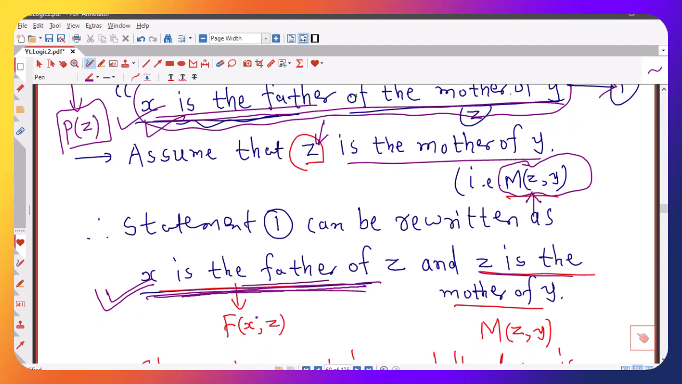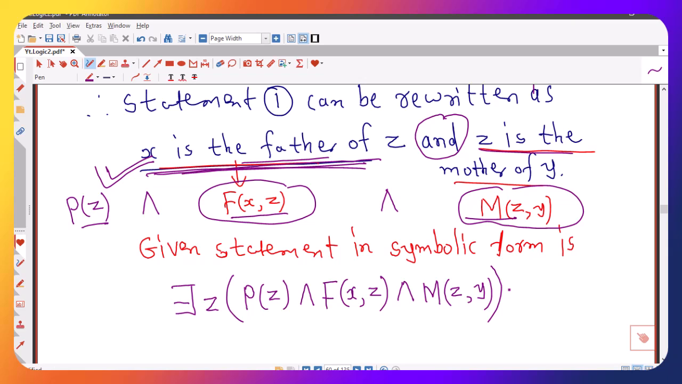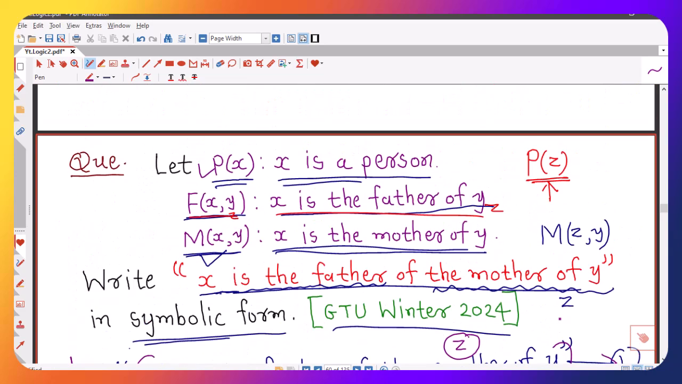x is the father of z is F(x,z), z is the mother of y is M(z,y), and here we require both the statements, so we use conjunction between these two, and also we require that z is a person, so here also we use conjunction and use the existential quantifier. So there exists some z such that z is a person and x is the father of z and z is the mother of y. This is the symbolic form of the given expression.